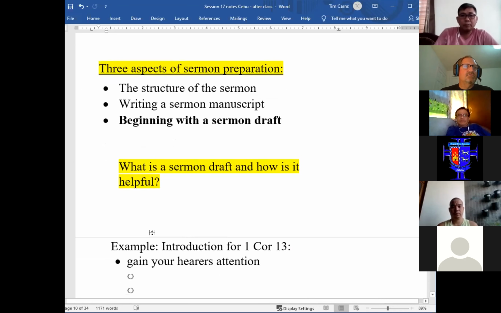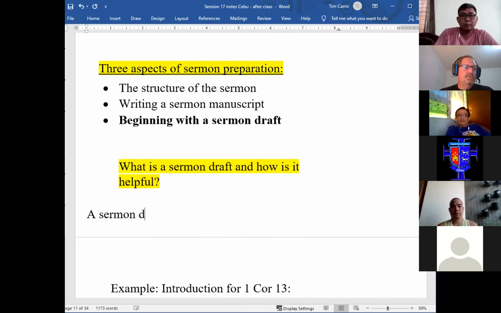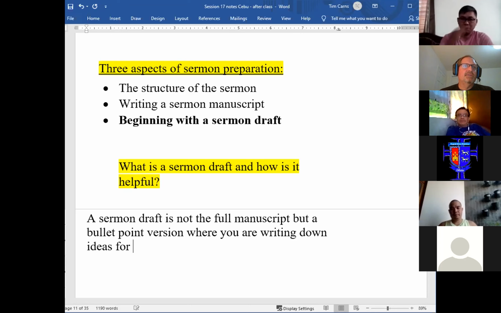I would say a sermon draft is not the full manuscript, but a bullet point version where you are writing down ideas for each part of the sermon.